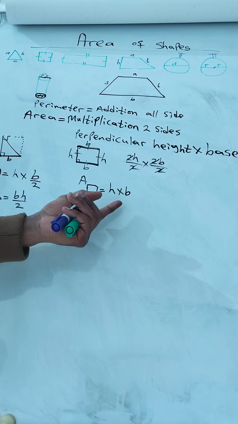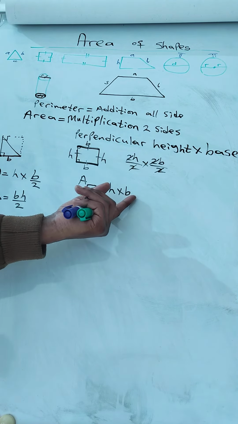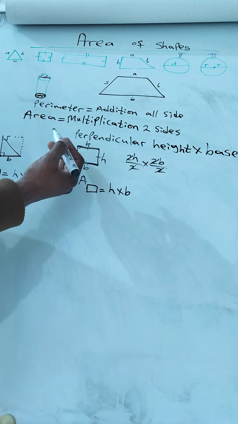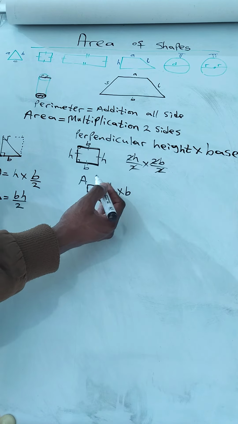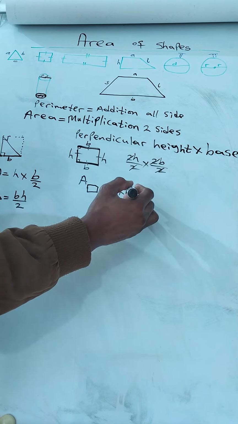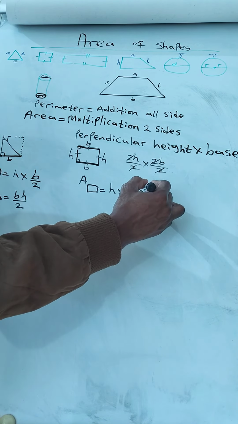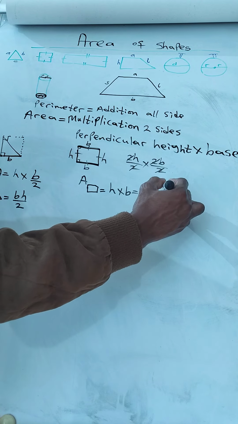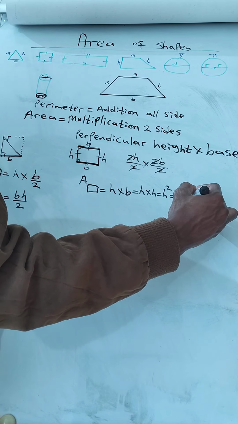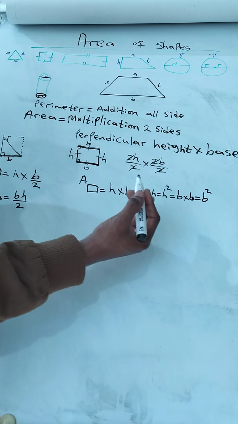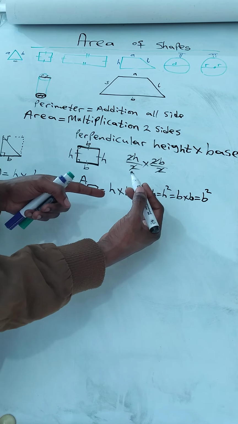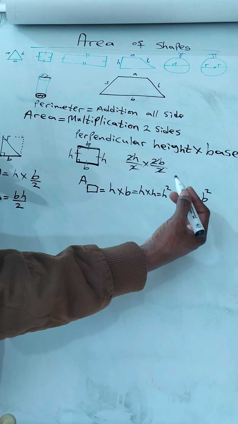So the perpendicular height is what? Height times base. The same thing still goes for the rectangle. Under rectangle, the only thing here is that H and B are still the same length because they are equal. So you can say your answer is still H times H, which is H squared, or B times B, which is B squared, because H is the same thing as B.